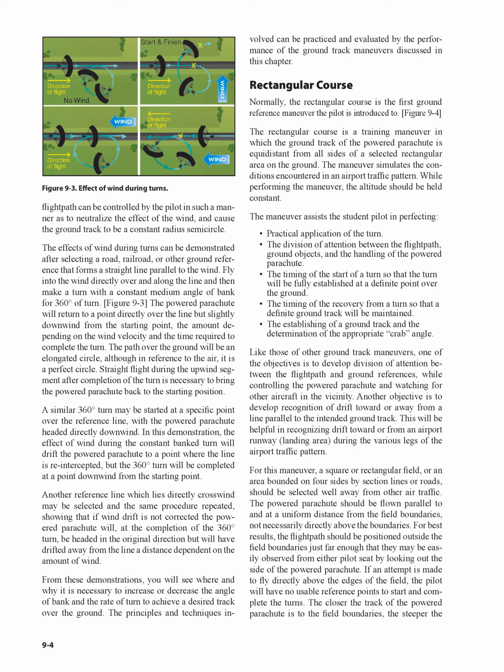The division of attention between the flight path, ground objects, and the handling of the powered parachute. The timing of the start of a turn so that the turn will be fully established at a definite point over the ground. The timing of the recovery from a turn so that a definite ground track will be maintained. The establishing of a ground track and the determination of the appropriate crab angle.